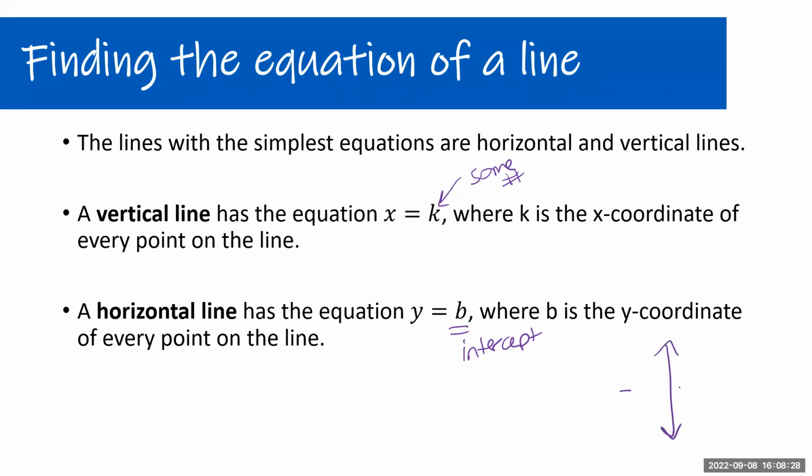So in this case, we have a horizontal line. It's always going to be the same y value. And in this case, we have a vertical line. It's always going to be the same x value. Okay? Vertical lines have x-intercepts. Horizontal lines have y-intercepts.